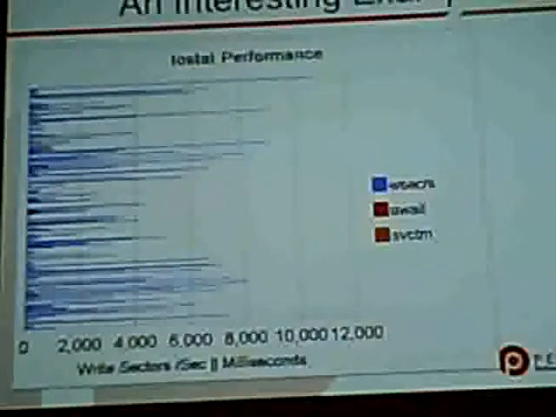Okay, and then the next one that I use, any questions on that? iostat? No. The next one that I use is a command called top. And top's an old friend. I think we've all seen it.